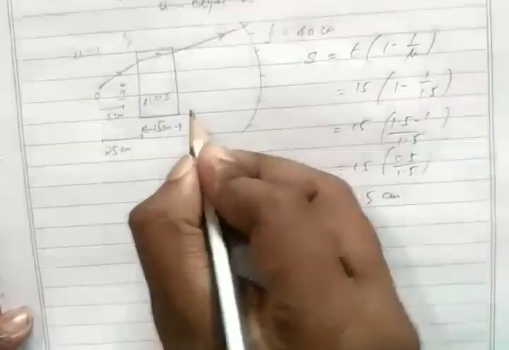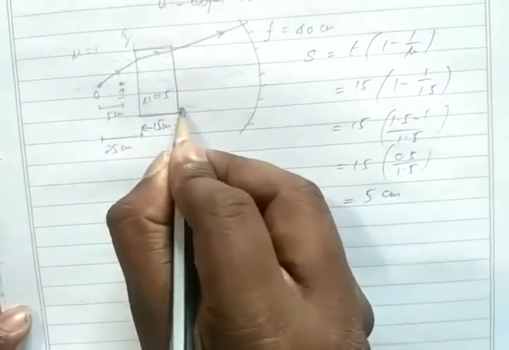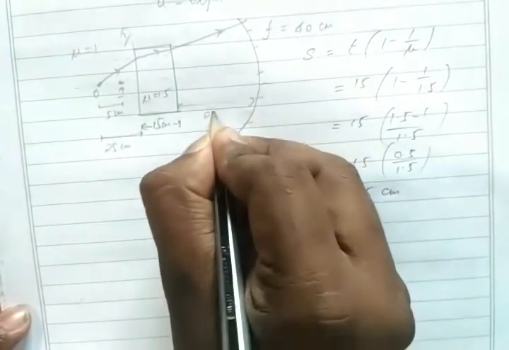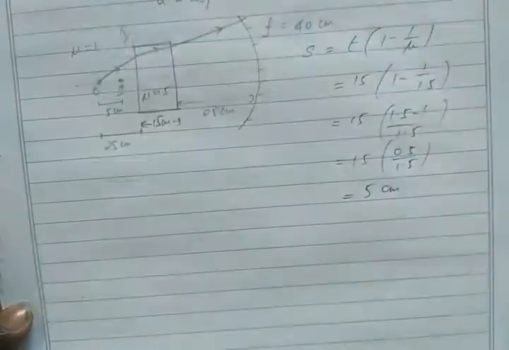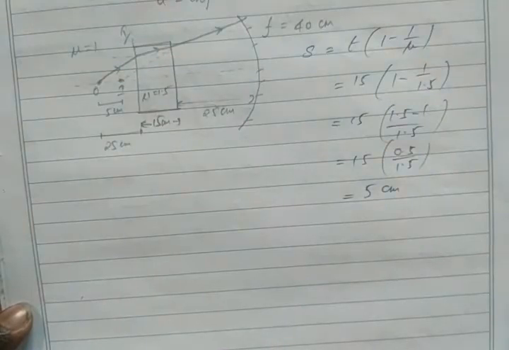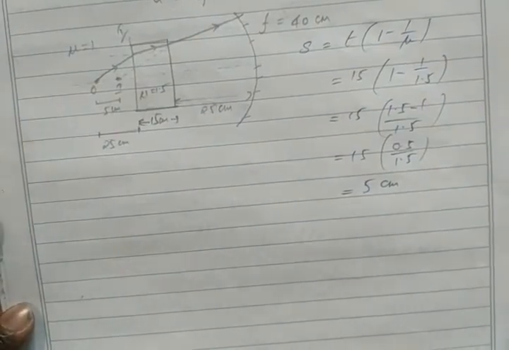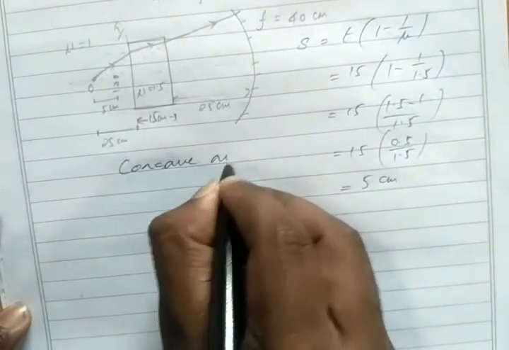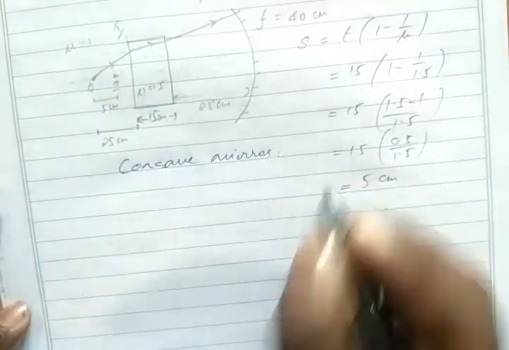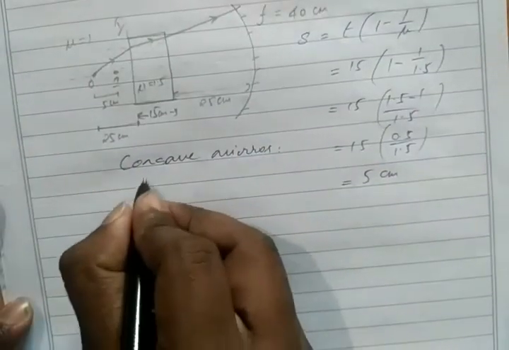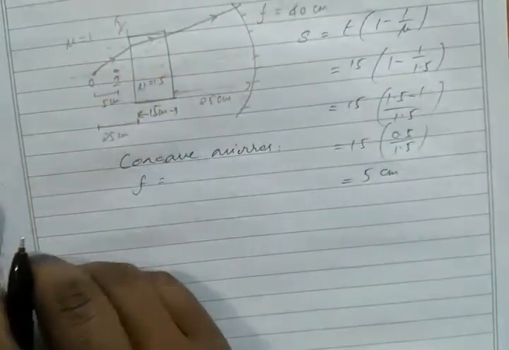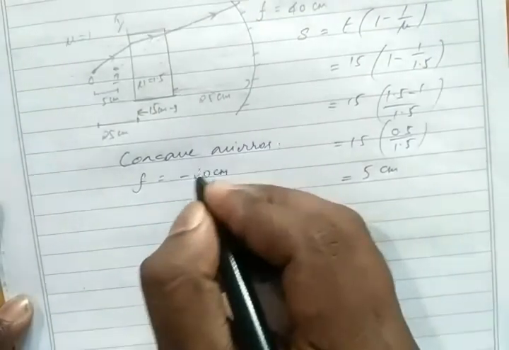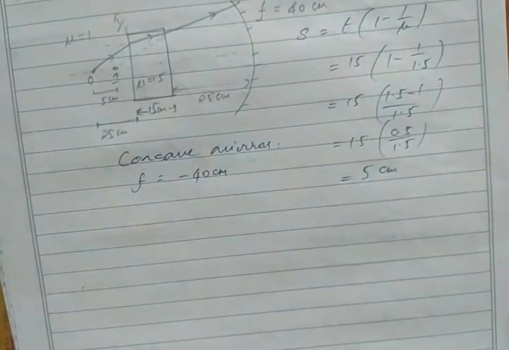In this problem, this distance is also given. Okay, 25 centimeter. The distance between the glass slab and the concave mirror is given as 25 centimeter. So we solve it for the concave mirror. Focal length is given as 40 centimeter. So focal length always comes on the left side, left side of the mirror. So minus 40 centimeter by applying sign conventions.